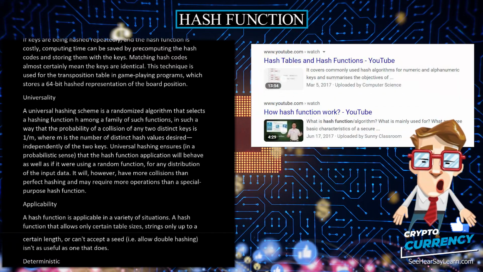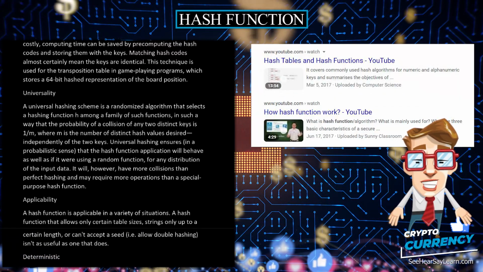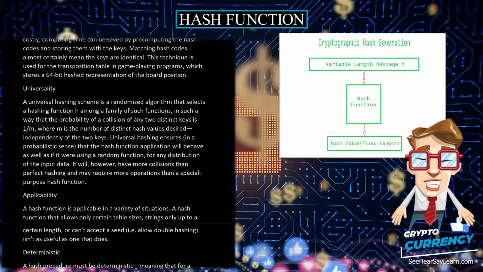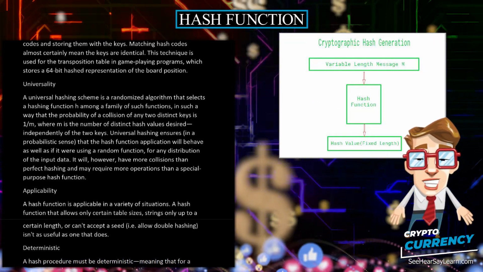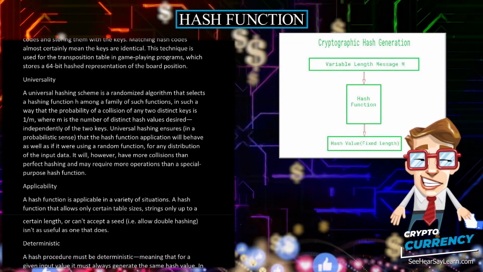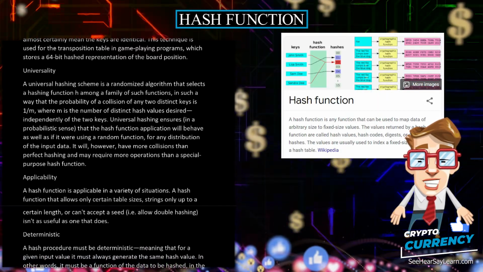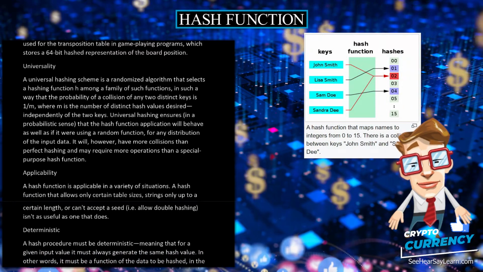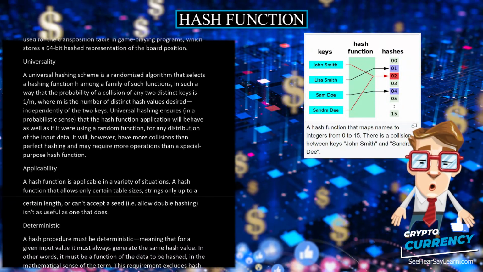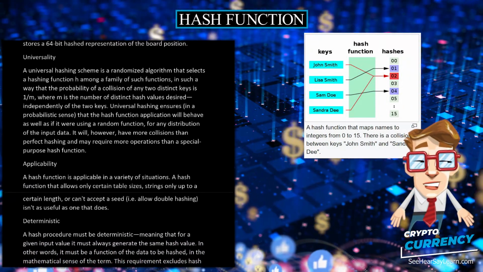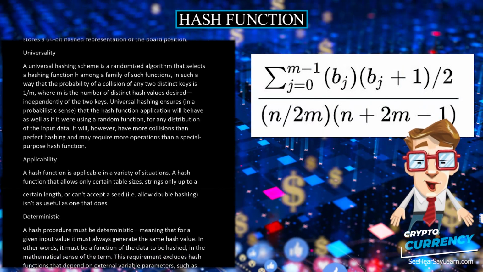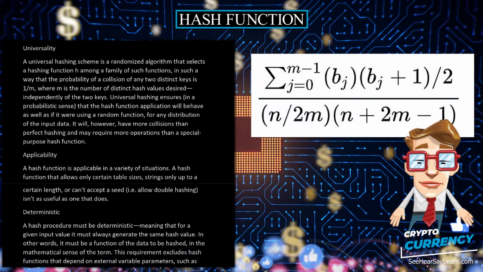Deterministic. A hash procedure must be deterministic, meaning that for a given input value it must always generate the same hash value. In other words, it must be a function of the data to be hashed, in the mathematical sense of the term. This requirement excludes hash functions that depend on external variable parameters, such as pseudo-random number generators or the time of day.